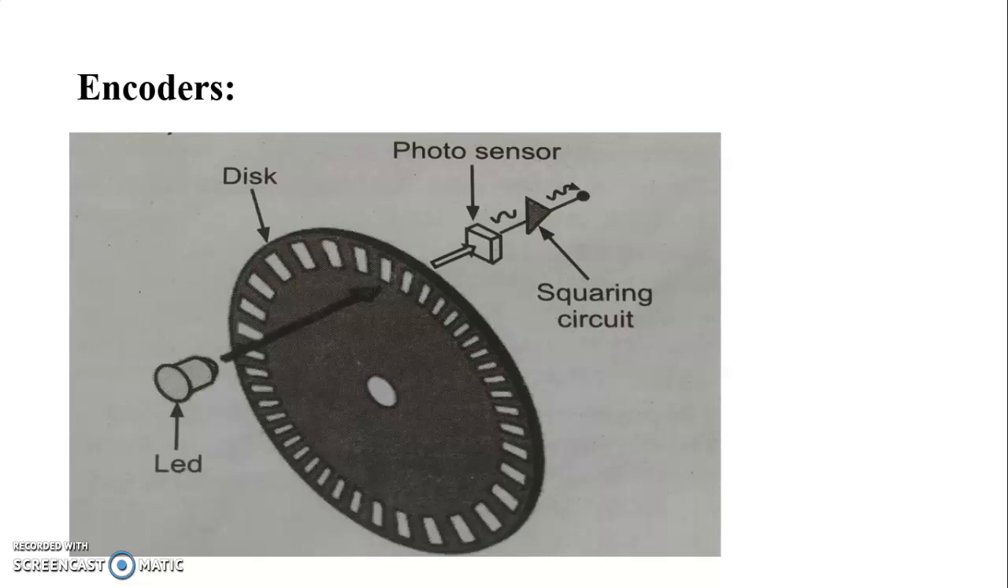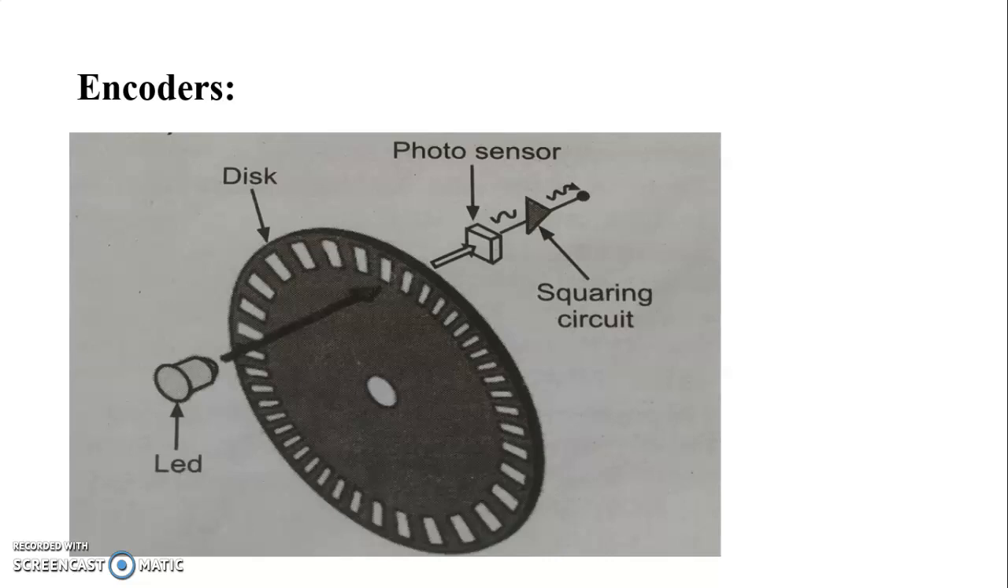The detector responds to the series of light pulses it receives and sends that information to the processor, which extracts the motion information, that is both the amount of rotation and direction. Now friends, we will see the different types of encoders.